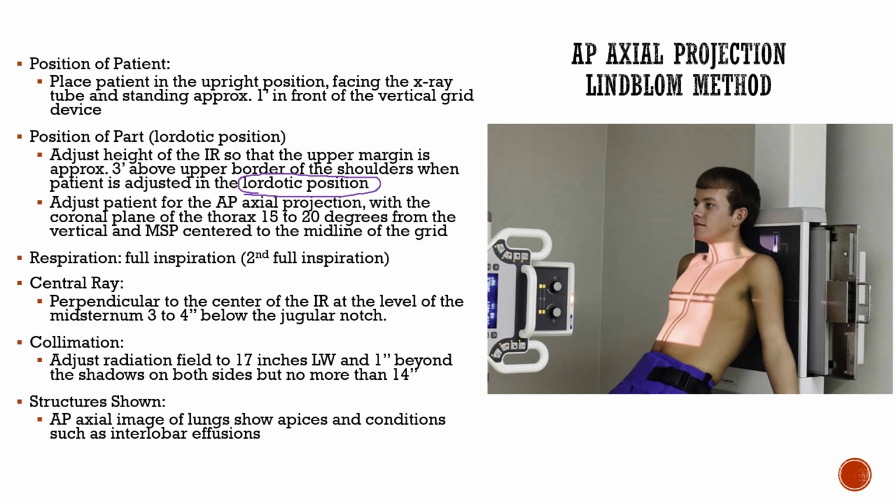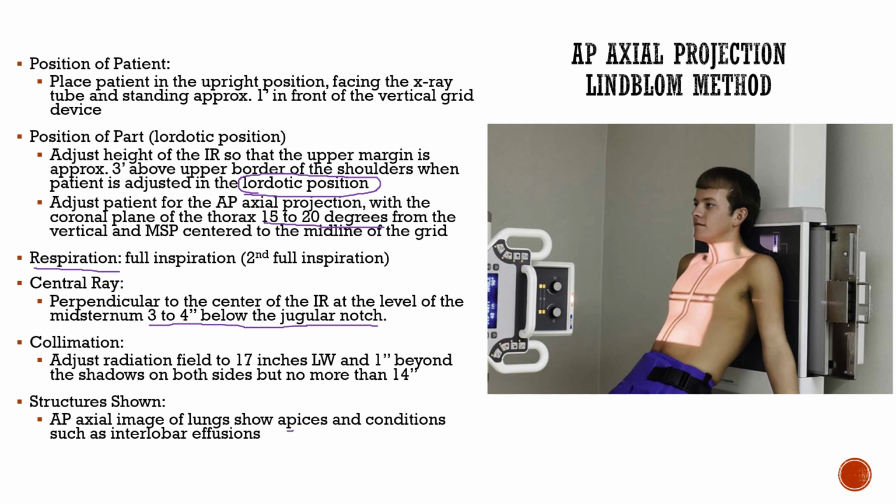Now, the coronal plane of the thorax is about 15 to 20 degrees from the vertical, and the mid-sagittal plane is centered to the midline of the grid. We're going to use the same respiration as we have for the last several images of the chest. The central ray is perpendicular to the image receptor at the level of the mid-sternum, 3 to 4 inches below the level of the jugular notch. We're going to adjust our image receptor very similar to what we did with the PA projection earlier.